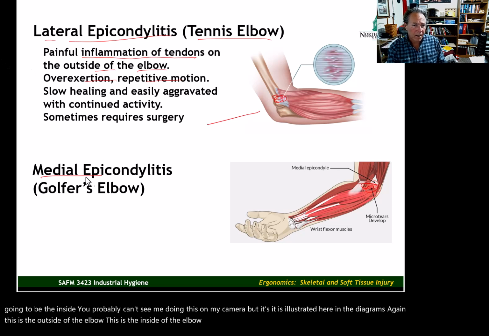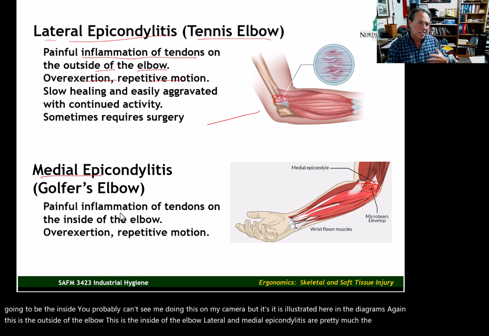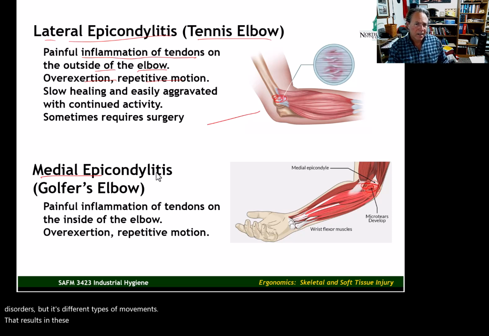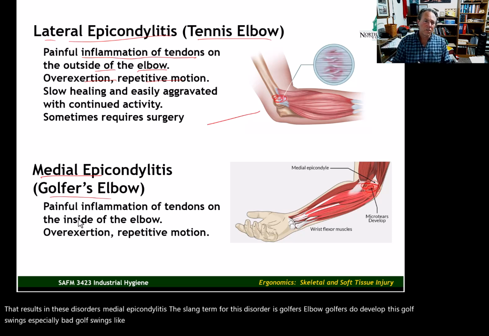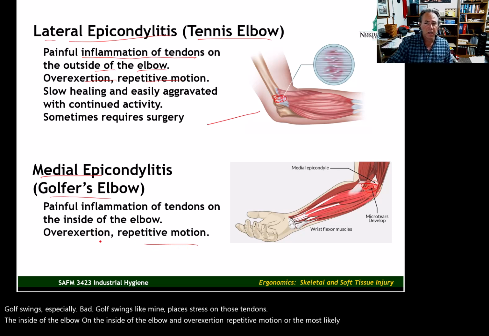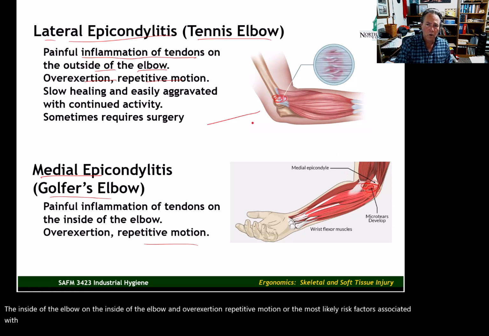Lateral and medial epicondylitis are pretty much the same disorders, but it's different types of movements that result in these disorders. Medial epicondylitis, the slang term for this disorder, is golfer's elbow. Golfers do develop this. Golf swings, especially bad golf swings like mine, place stress on those tendons on the inside of the elbow. Again, overexertion and repetitive motion are the most likely risk factors associated with the development of this disorder and the other disorder.